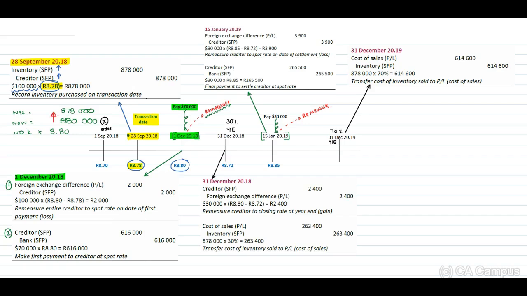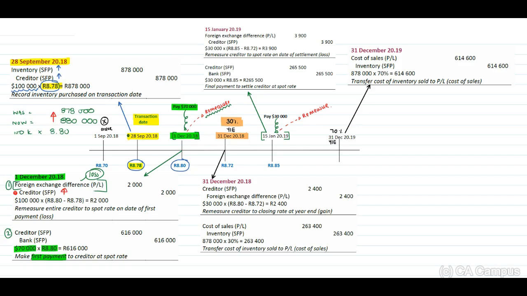Therefore, our creditor increases. When our creditor increases, we have to credit our creditor and we need to debit our foreign exchange difference in our profit and loss. And guys, this will be a loss. This is a debit with a difference which is 2,000 Rand. Then we are able to recognize our first payment, the 70,000 times 8.80 Rand, and we credit bank, debit our creditor.